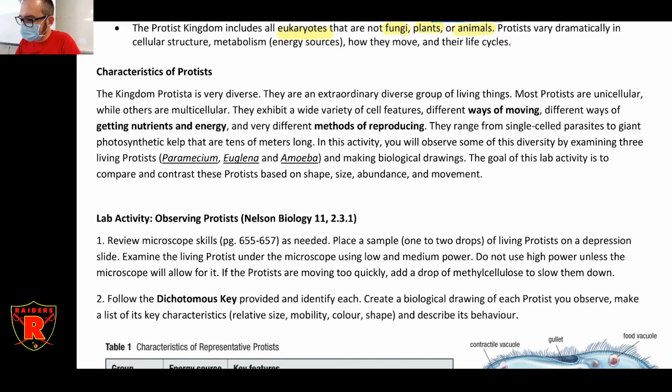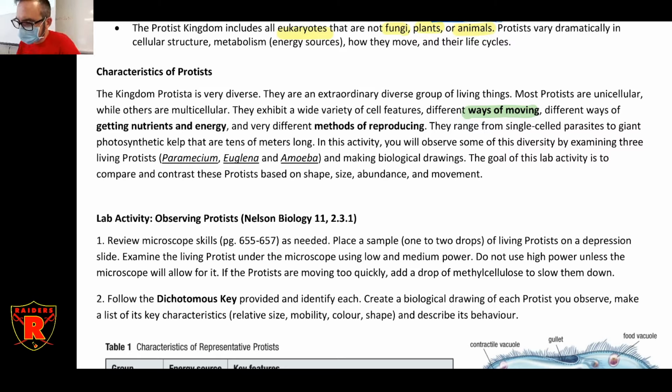So, difficult to define them. They get around in various ways, although not all of them do. Some of them are stuck in one place. A great example of that would be seaweed. Seaweed is actually a protist. It's not a plant, and it doesn't go anywhere. It acts a lot like a plant, so it doesn't move around at all. But a lot of the other ones can move.